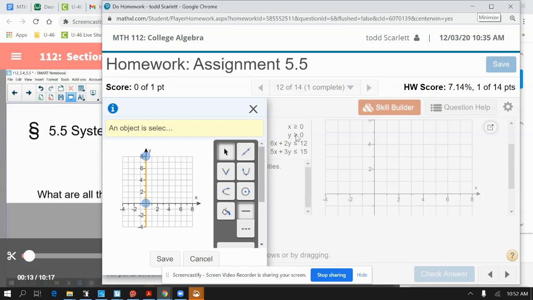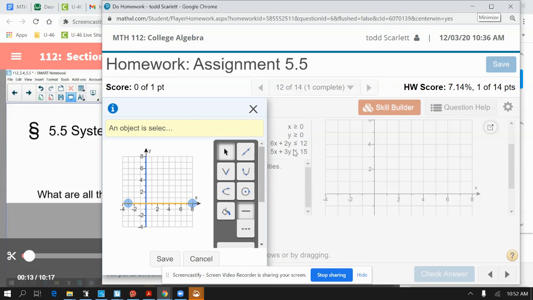But then I got another part. Y is greater than 0. Well, I had to graph the line y equals 0, and all the ordered pairs where y equals 0 is right here, which is also called the x-axis. And if the y value is greater than 0, then I'm shading above that. So by graphing the first 2 inequalities, I'm in the first quadrant.